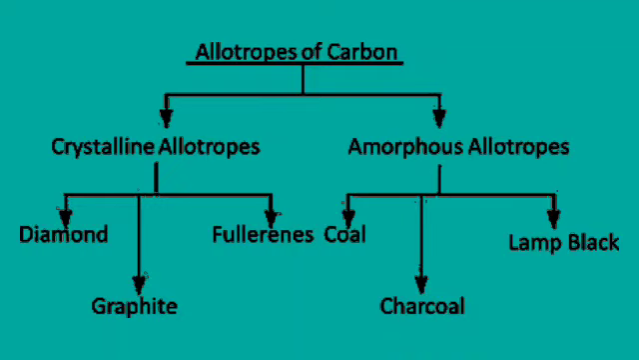They are of two kinds, crystalline form and amorphous form. Further, the crystalline form is divided into 3 categories: diamond, graphite and fullerene. And amorphous allotropes are classified into coal, charcoal and lamp black. So we will talk about every allotrope in detail with examples.